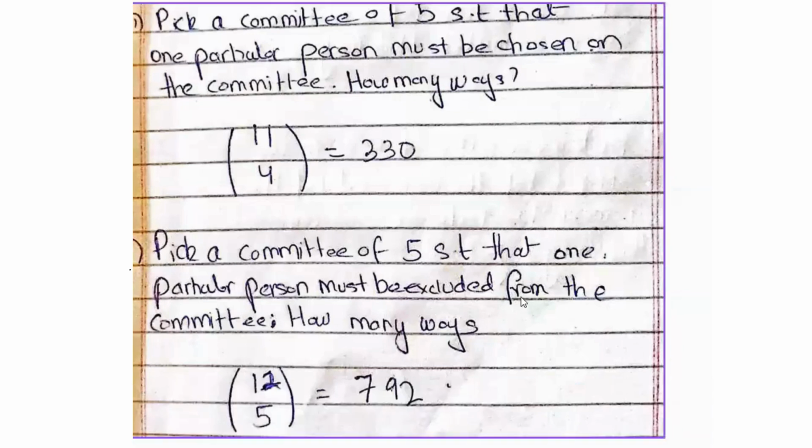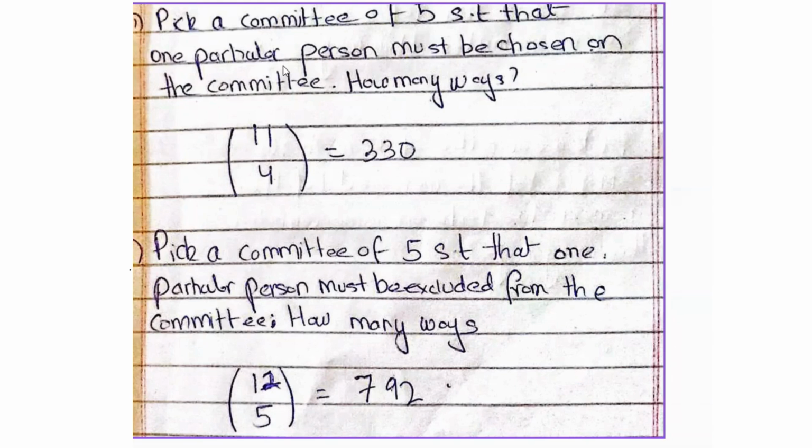Then they say pick a committee of 5 such that one particular person must be excluded from the committee. So one person has been excluded. You have a total of 12 people, and you have excluded one particular person. So that leaves 11 people. Out of the 11 people, now you will choose 5, right?